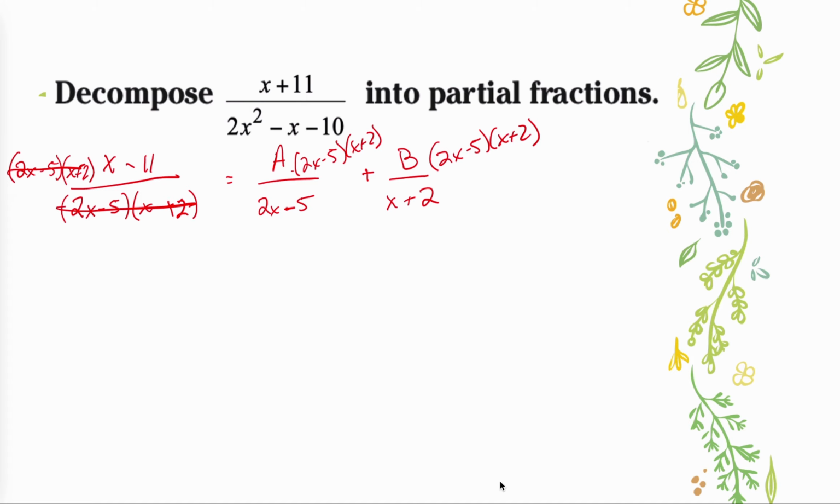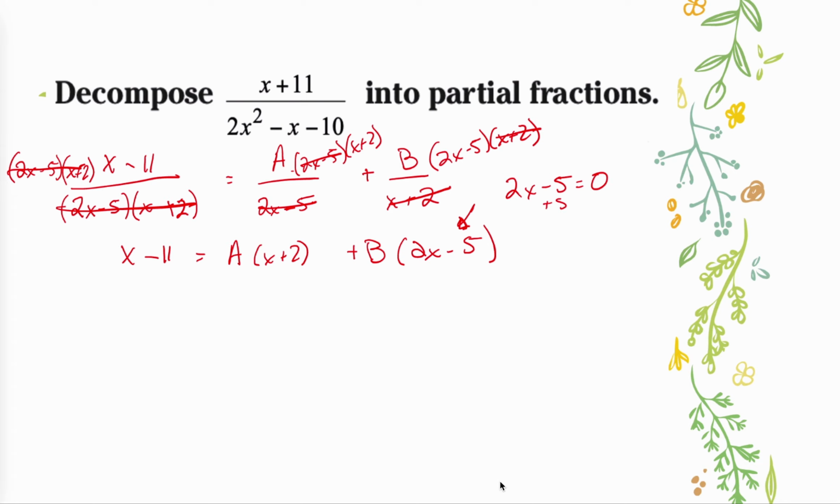That cancels out. That cancels out. x minus 11 equals a(x plus 2) plus b(2x minus 5). So if we want to cancel the b out, 2x minus 5 has to equal 0, which means that 2x has to equal 5, which means x has to equal 5 halves.